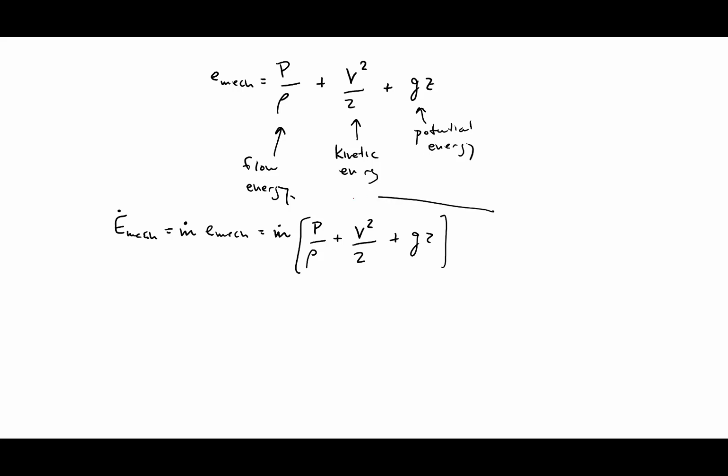And this m dot is the mass flow rate of the fluid. The dot over the variables just means that this is rate form, and so what that means is that it's per time. So for instance, this E dot mech might be joules per second, and this m dot might be kilograms per second.